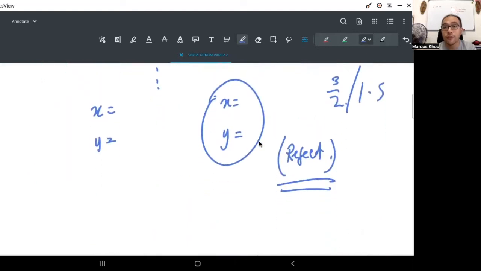What if you forget to write the word reject? Sebab kamu terlampau khusyuk, you write all the answers, but you forget to reject one answer. For me, I will minus 1 mark because you're not answering the question. The question is not asking for all the values of x and y. The question is asking for the values of x and y that are integers. So by that definition, kamu tidak menjawab soalan dengan sepenuhnya. So you will not get full marks. I will only give you 6 out of 7 because you forgot to write the very important word, which is reject.